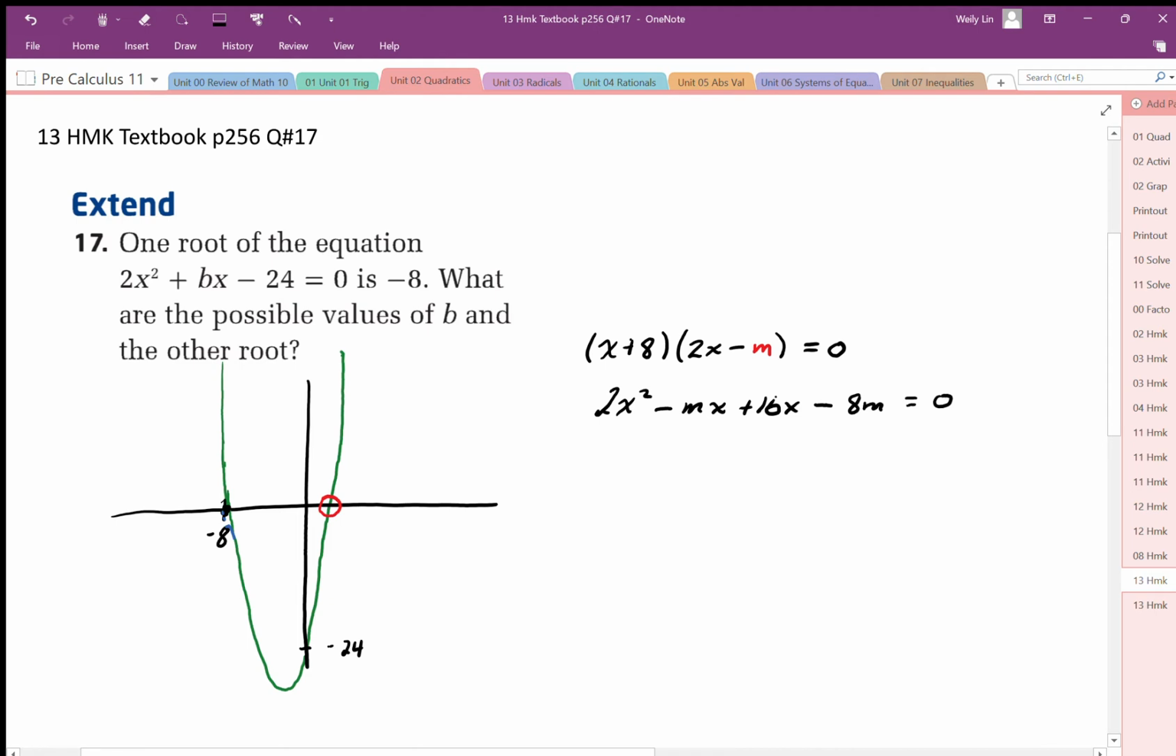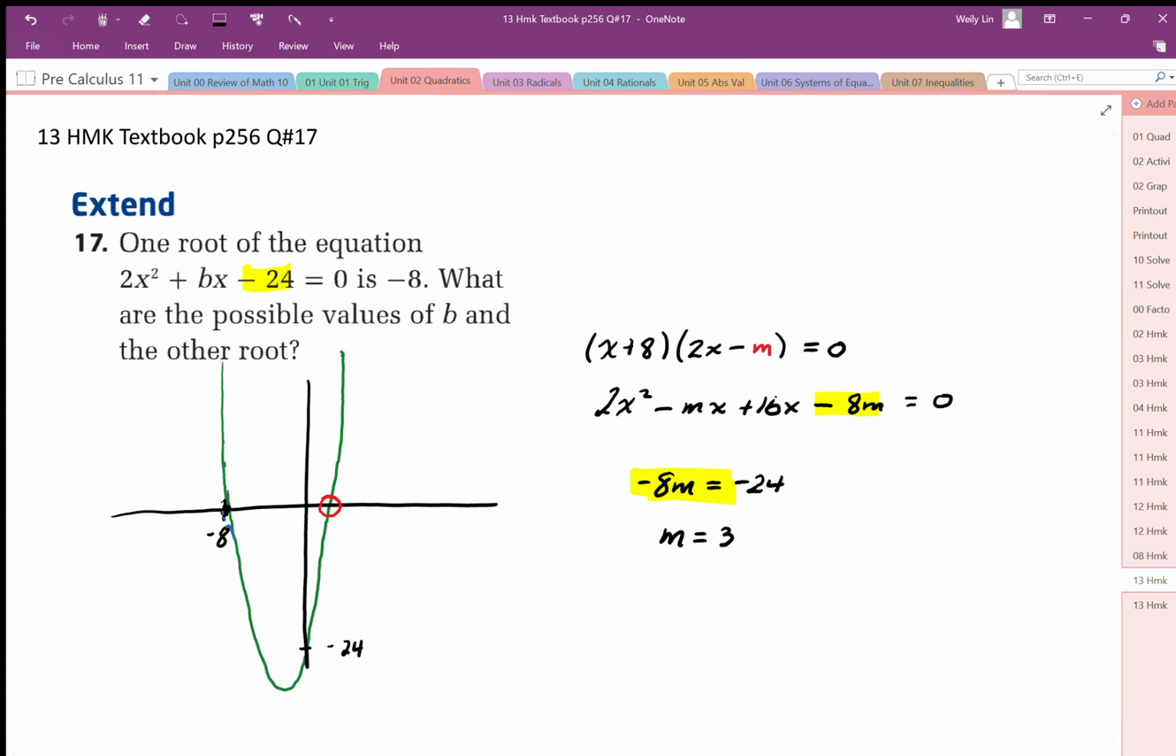So we can equate the coefficients here in that we know that this constant term here must match the constant term here. If that's the case, then we can solve for m, because we can come up with an equation that says negative 8m must be equivalent to negative 24, because that's the equivalent coefficient. Solving for m, we end up with m equals 3.